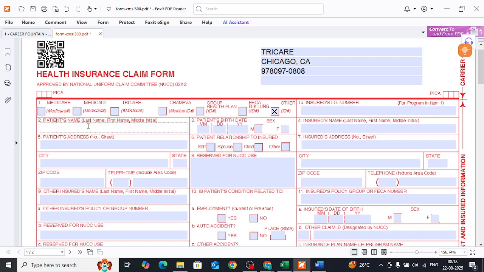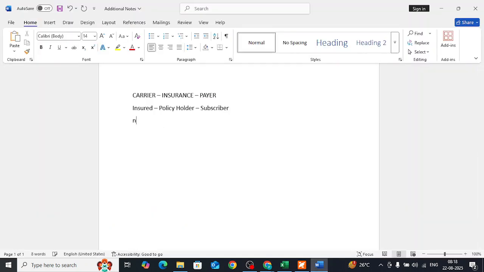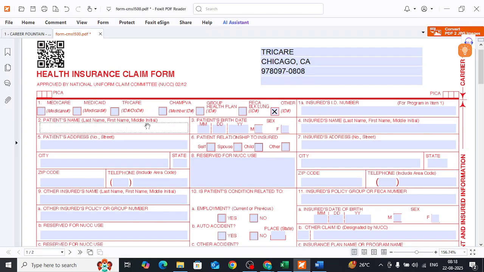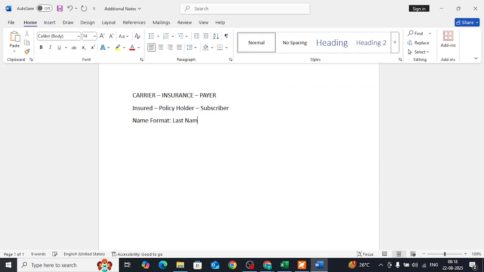Box number two is the patient's name. In the US, the name format is different, not like India. You can see here last name, first name, and middle initial. For example, if I write Adam Smith J, then Adam is the last name, Smith is the first name, and J is the middle initial.